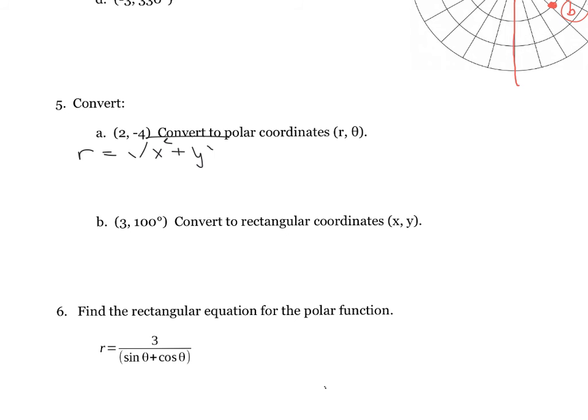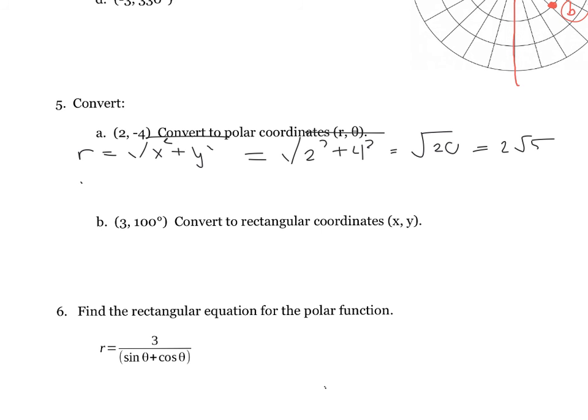So the radius, there are some things you should either remember or have in your note card. The radius is equal to the square root of x squared plus y squared. That's Pythagoras. And we have those numbers. So we have the square root of 2 squared plus 4 squared equals root 20 equals 2 root 5.